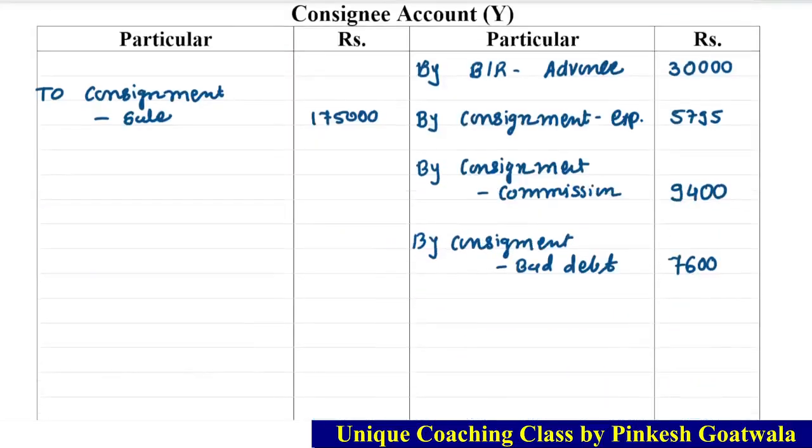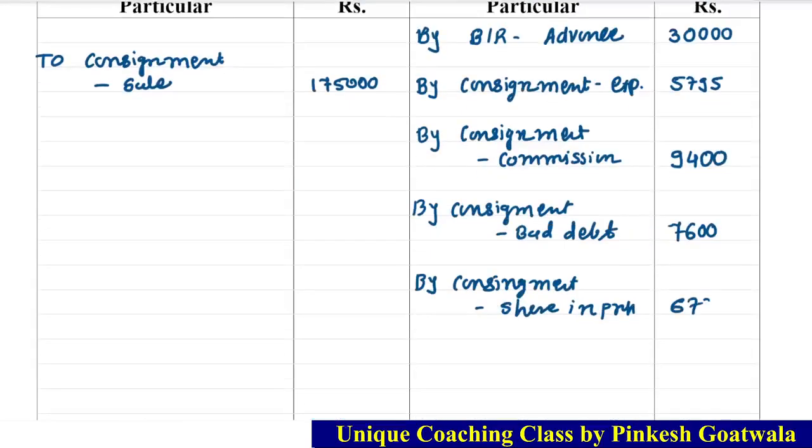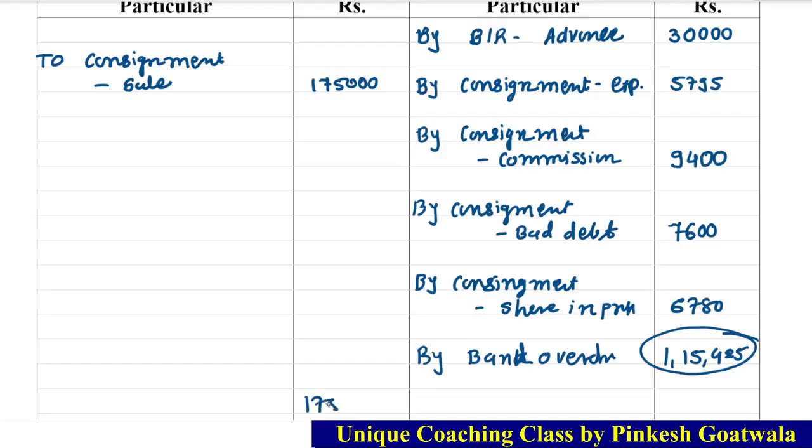and this profit would be transferred to Y account because it is given to consignment share in profit. So share in profit is 6780, 30,575, 9400, 6780 minus 175. So 1,15,425. It is transferred to bank overdraft. Total 175. So it is the important sum.